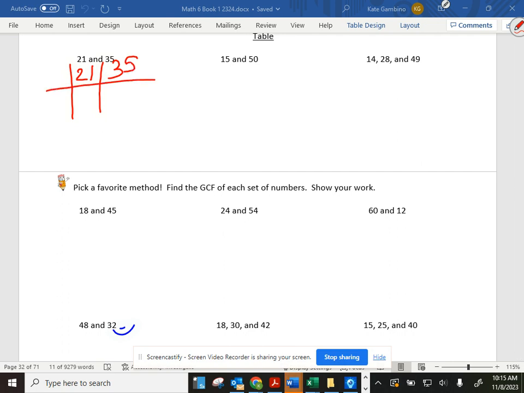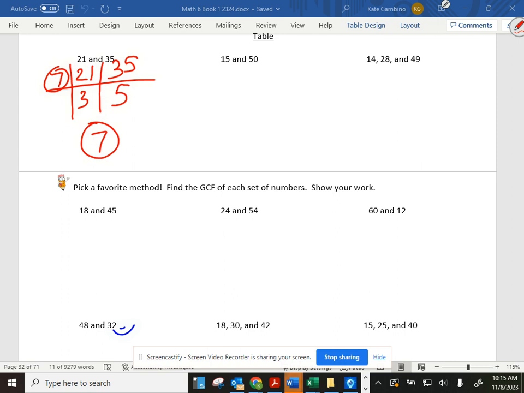We write down our two numbers and we say, what is a factor I can pull out? I know that they share a 7. 21 divided by 7 would give me 3. 35 divided by 7 gives me 5. There is nothing I can pull out of the 3 and the 5 together. So the only factor that they share is that 7.